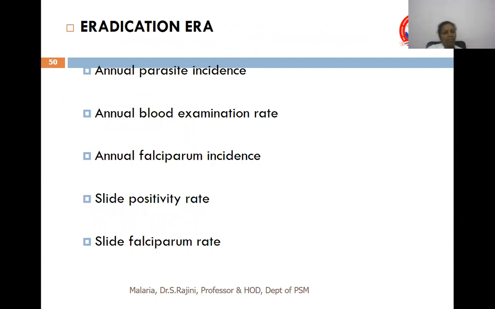The eradication era will go for annual parasite incidence. How many of them are infected annually? And blood examination rate. How many of the blood smears are examined in a year? And annual falciparum incidence. How many of them have falciparum malaria? And slide positive rate. How many of them have slide positivity on examination? And slide falciparum rate. How many of them have shown positive for slide falciparum?